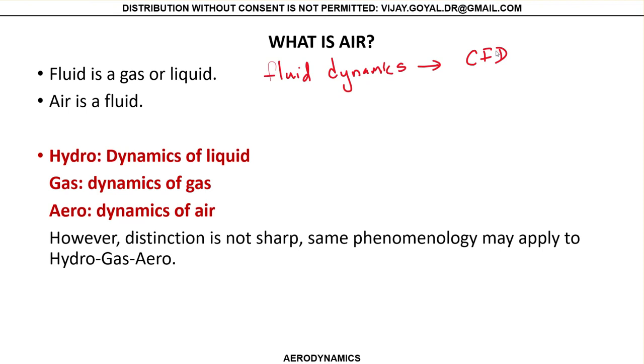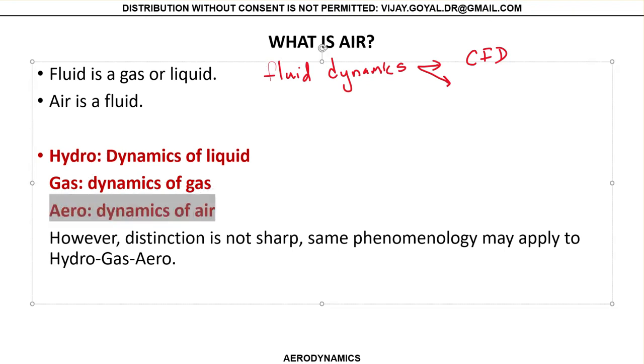Computational fluid dynamics. Why? Because many of these methods go back to the 1800s when they were developed, and especially knowing that air is in essence a fluid because it's considered a gas. It's a special case of fluid. So if you're going to study hydrodynamics, if you're talking about the dynamics of a liquid, that's what we call hydrodynamics. Gas dynamics is when I want to talk about gas. So when we talk about air, we talk about aerodynamics.